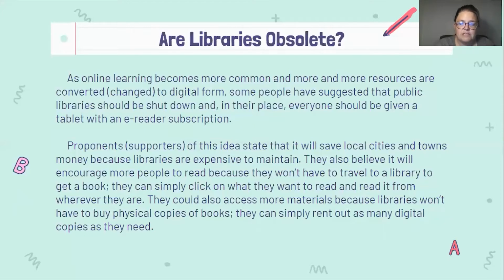What answer would you give to this question? Are libraries obsolete? Do you agree with that statement or disagree with that statement? Take a minute to think about that, and we'll go ahead and read through this essay and see how the author feels.